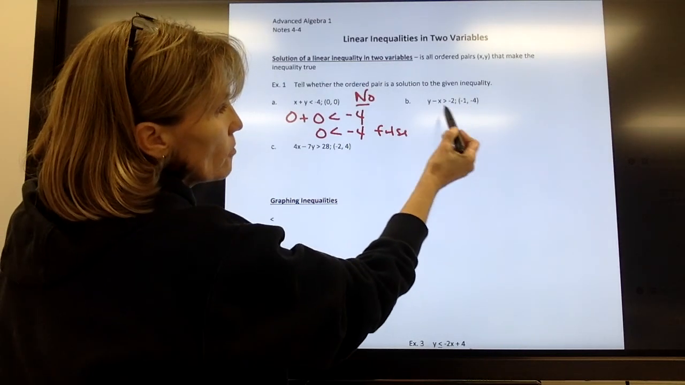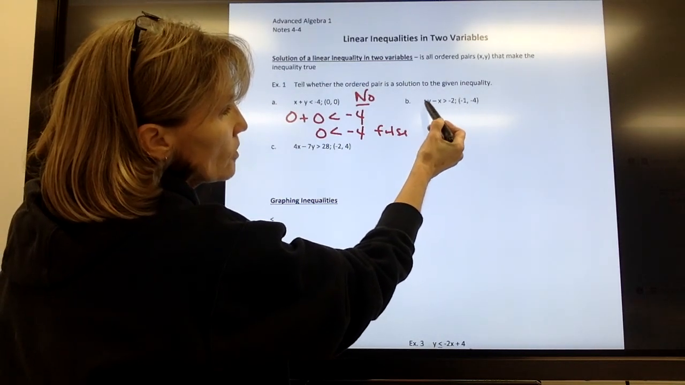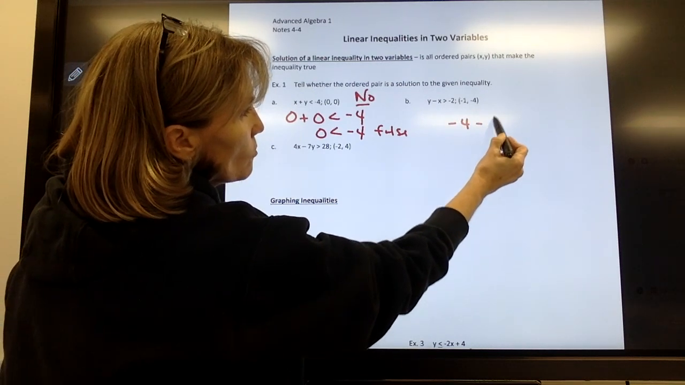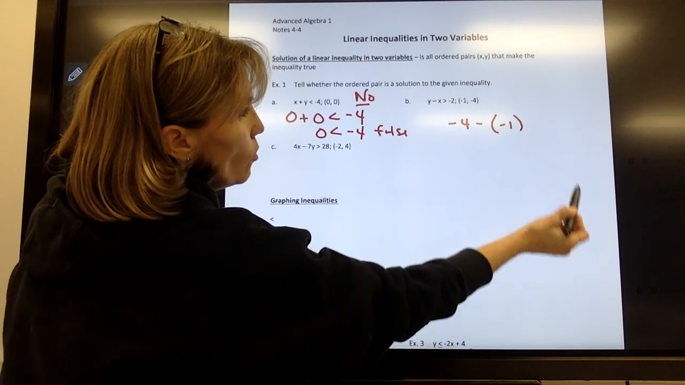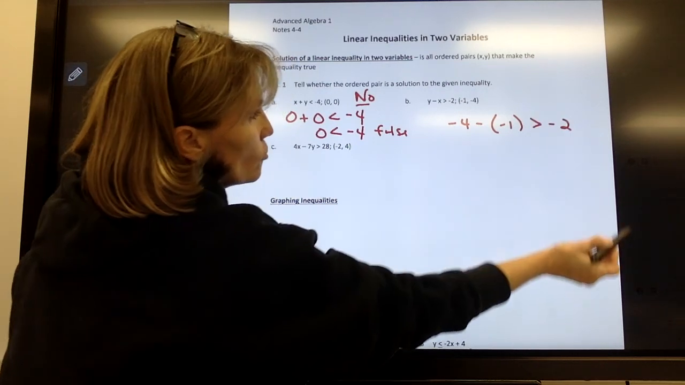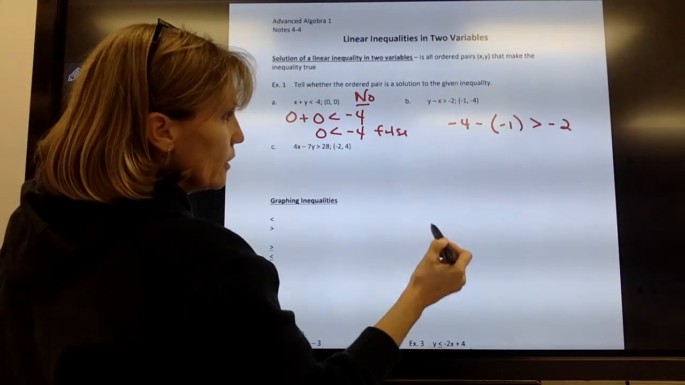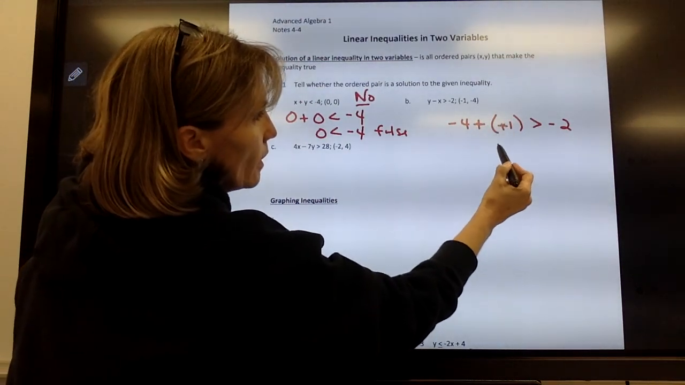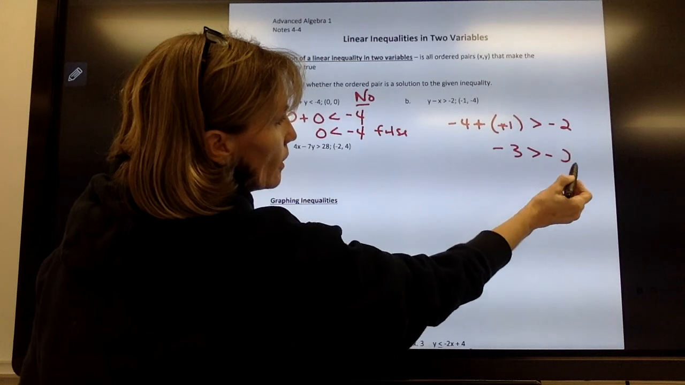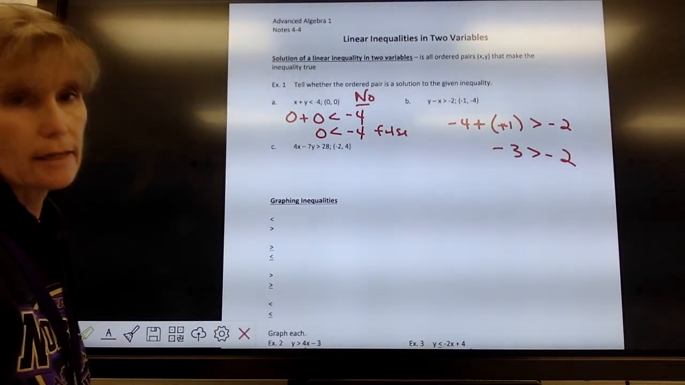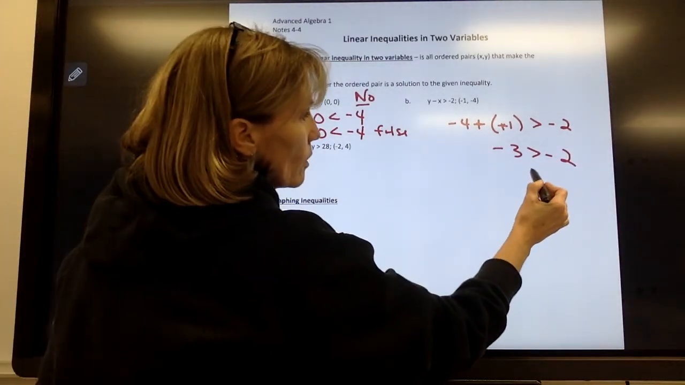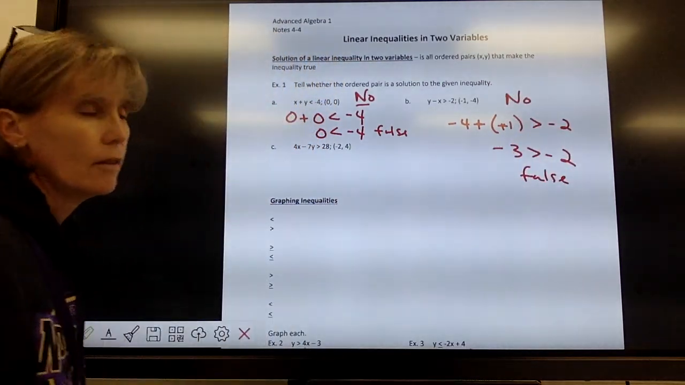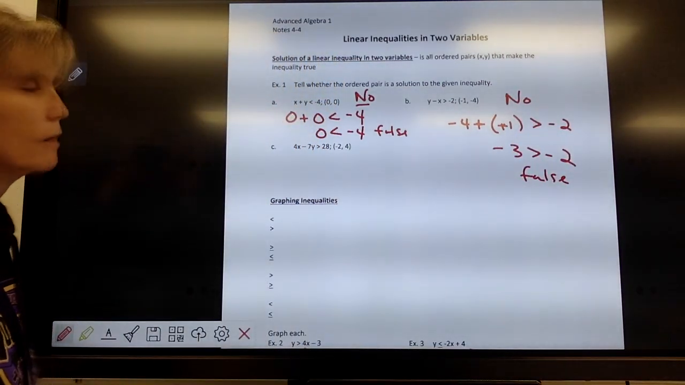I'm going to plug these values in. Notice that y is first. It says y minus x. My y value is the negative 4. And I'm subtracting my x value, which is the negative 1. Is that greater than negative 2? So I'm changing that to plus. I get negative 3. Is negative 3 greater than negative 2? That's also false, so I would say no. That ordered pair is not a solution to that inequality.